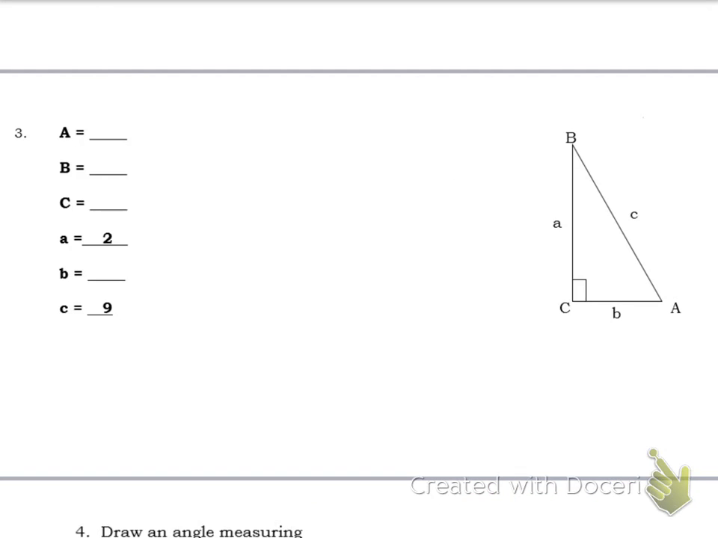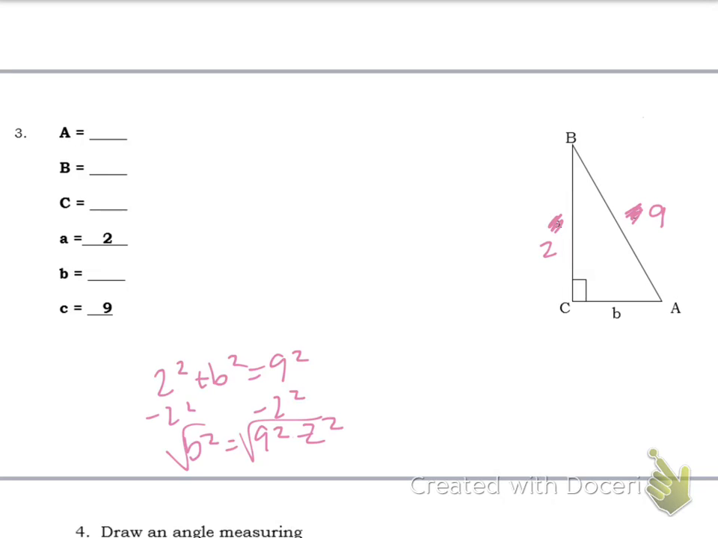Okay, my next one, I have A being 2. I have C being 9. I can use Pythagorean theorem to find my last one. So I've got 2 squared plus B squared equals 9 squared. So I subtract 2 squared. I get B squared equals 9 squared minus 2 squared, and square root it. And I got 8.8 for my side B here. My right angle is going to be C, so 90.